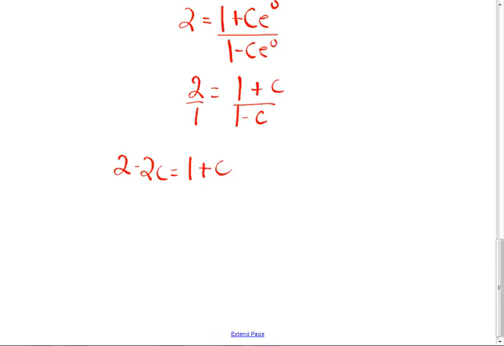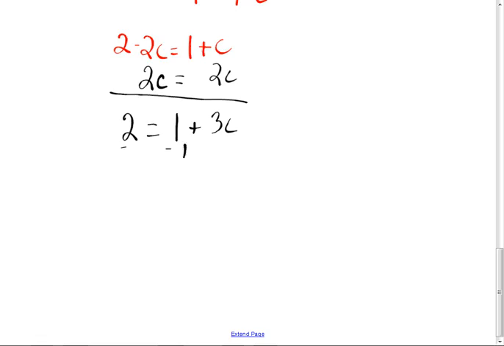I don't like to have negative numbers, so I'm going to add 2c to both sides. 2 equals 1 plus 3c, and now what are we going to do? Subtract 1. 1/3. That's right. So c equals 1/3. That was the easy part.